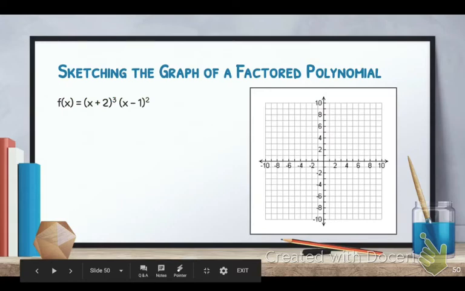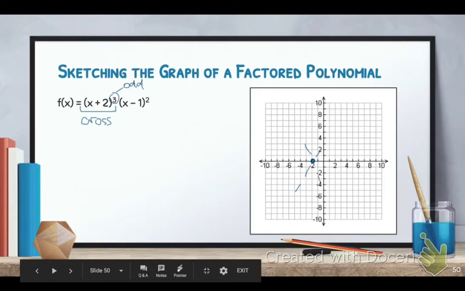So here I have another example. They give me the function where x plus 2 is to the power of 3 and x minus 1 is to the power of 2. So first, I notice that the x plus 2 zero has an odd degree. The 3 is an odd degree, which means that it will cross the x-axis. So on my graph, at negative 2, I know it's going to be crossing that x-axis, either going downward or going upward. We don't know quite yet.